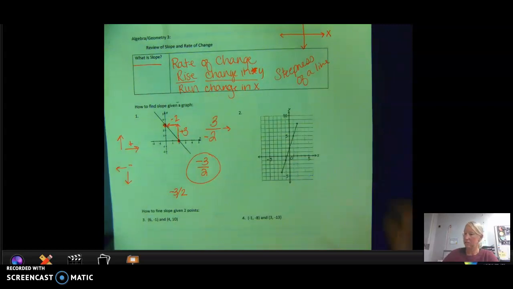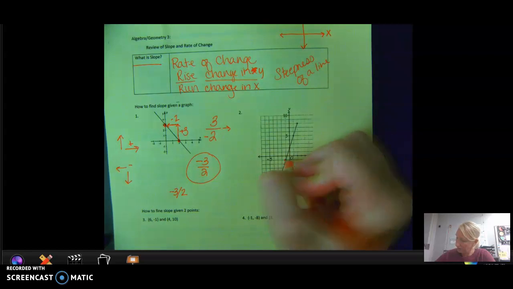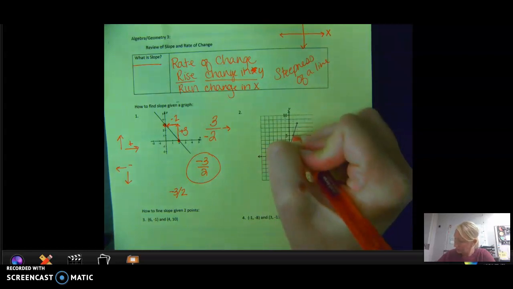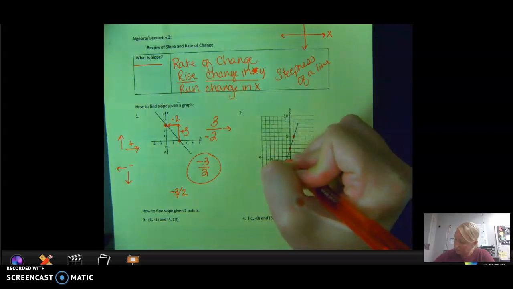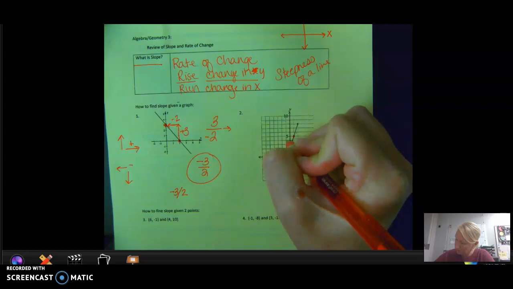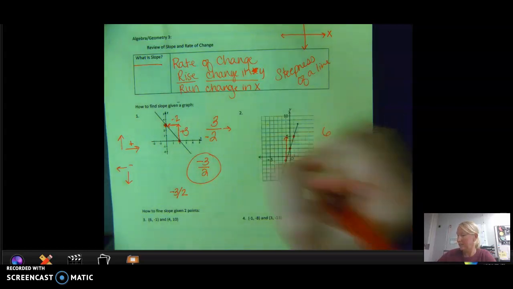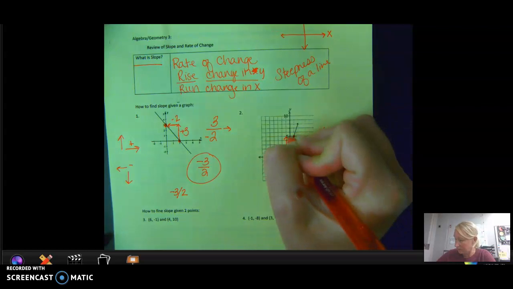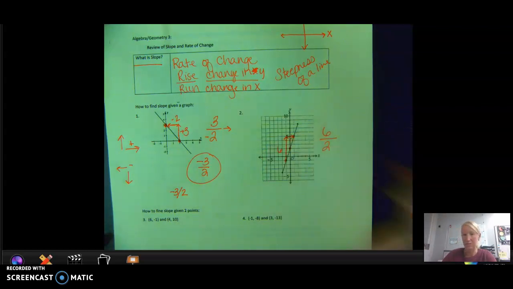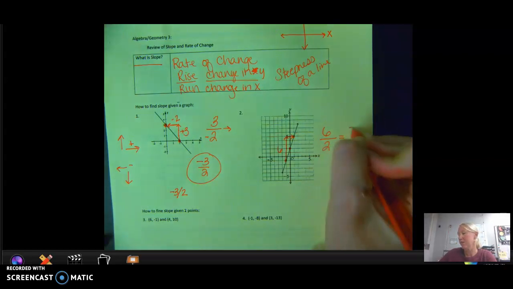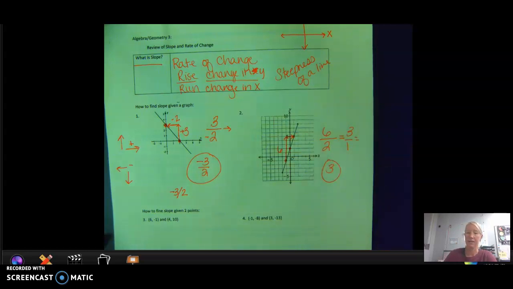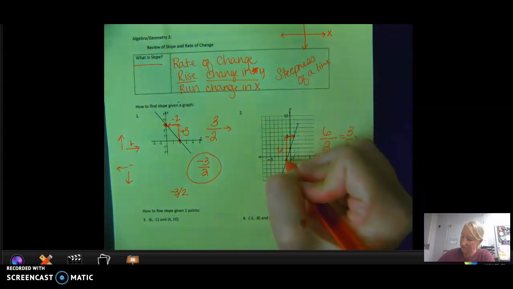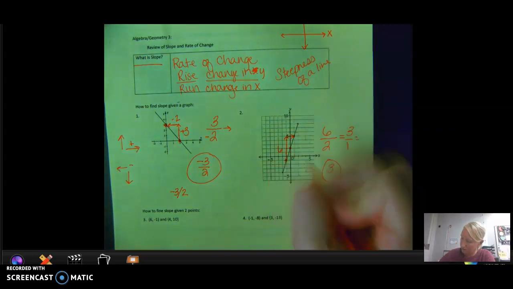Same thing here. Here's a point, and here's a point. I'm going to start at this bottom point and go all the way to the top point. I rise 1, 2, 3, 4, 5, 6, so that's a positive 6, and I run 1, 2, and it's to the right, so it's positive. But if I can reduce this, I'm going to. So this is equal to 3 over 1, which is equal to just 3. So that's a positive 3 slope. Had I gone from this point to this point, I would have gone up 1, 2, 3, and over 1, so 3 over 1.